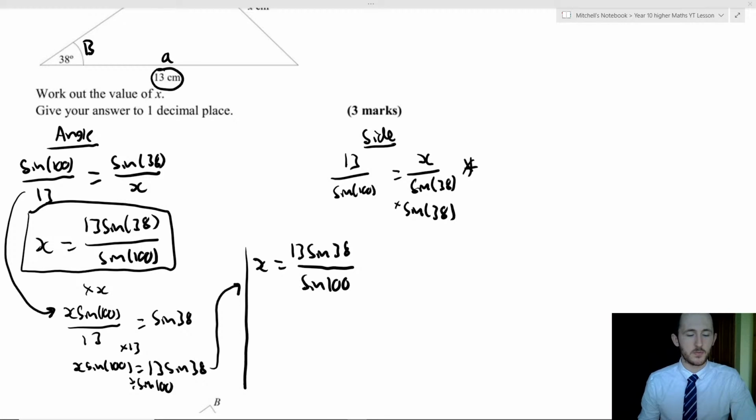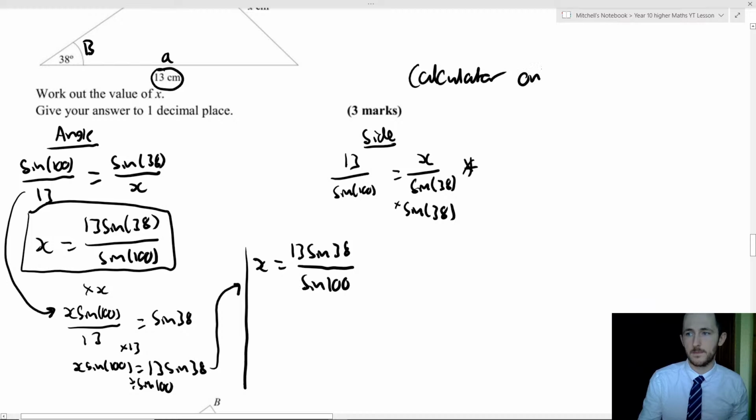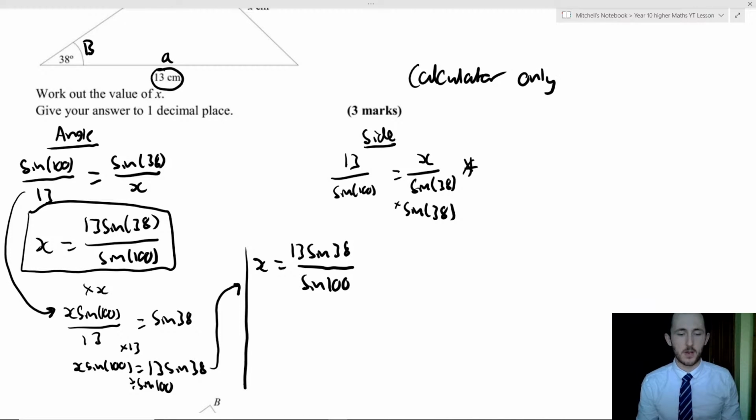So the value of sine 100, will they ask it in the GCSE? You won't ever have to do it in your head or anything like that. So what you'll do is use a calculator. The sine rule is going to be calculator only. In terms of the ones that you have to know, sine 100 isn't one of them. You need to know 45 and 60 and 90. But yeah, perfect. So either way you want to rearrange it is perfectly fine. You can either do it the side way or the angle way. It doesn't make a difference.